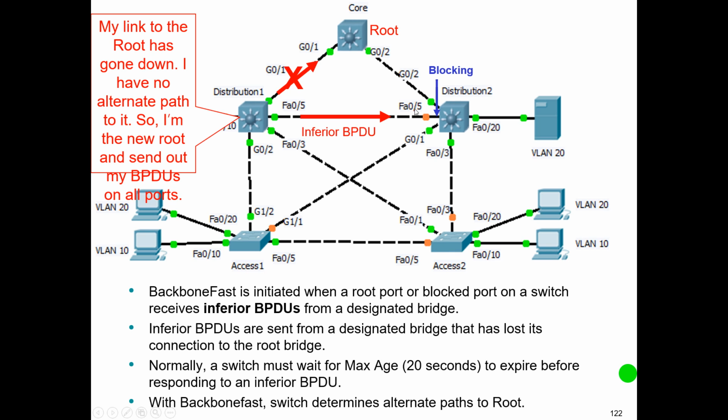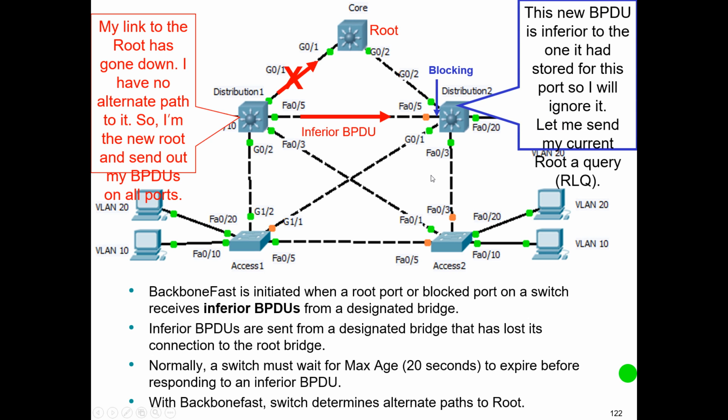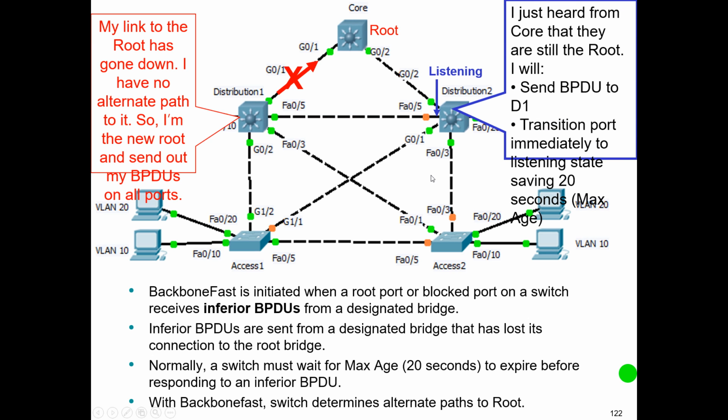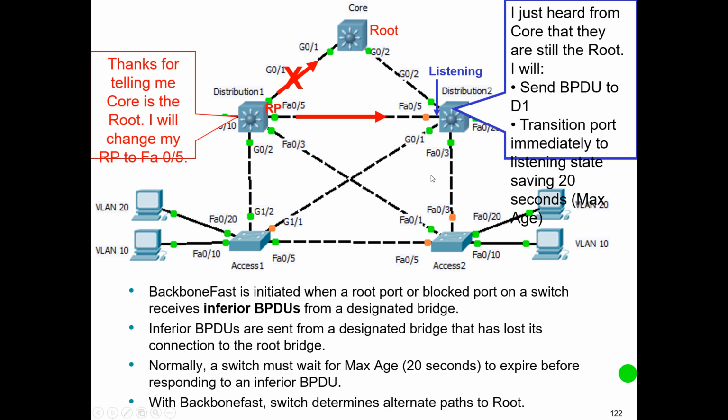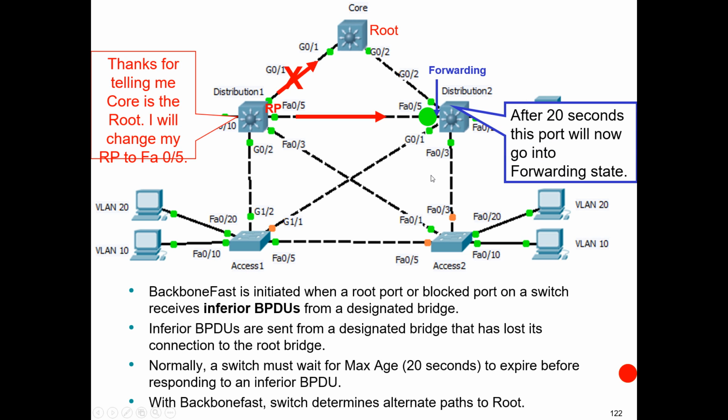Normally, this will block it. However, with the inferior BPDU, it will know that this is no longer the path to the root bridge, so that should transition FA0/5 to a quick listening, and then change it to forwarding after the max age timer, thus restoring the path back to our root bridge.